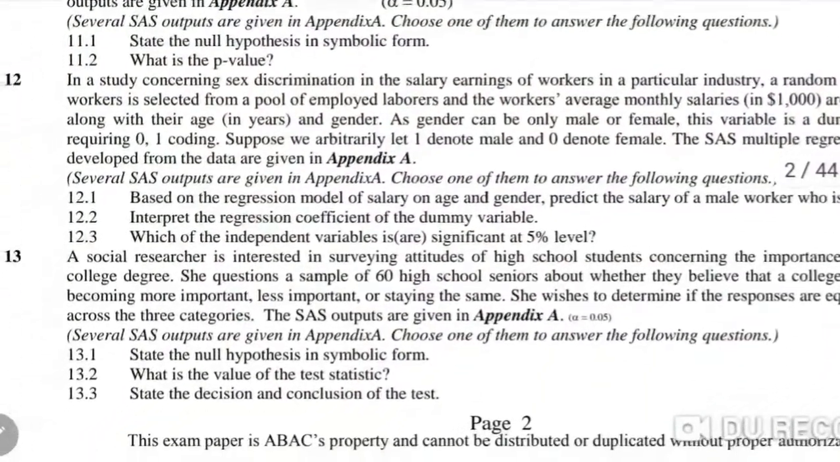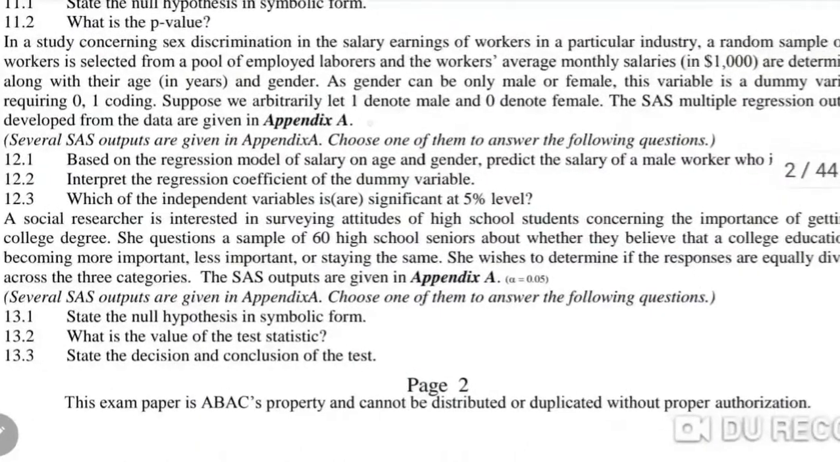12. In a study concerning sex discrimination in the salary earnings of workers in a particular industry, this is the common thinking and common test. Male and female, male get more salary. This is true usually. Sex discrimination. A random sample of 15 workers, sample size 15, is selected from a pool of employed laborers.